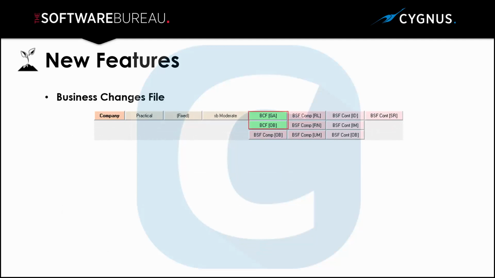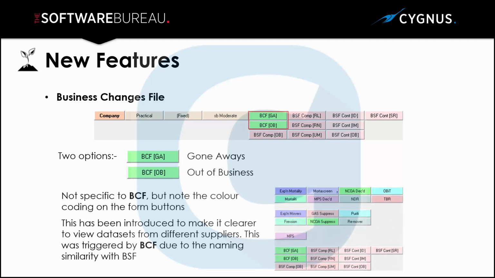Okay, as you can see, we've got the 2 buttons on the suppress form now. You have 2 options, BCF GA, which is goneaways, and BCF OB, which is out of business. Not specific to BCF, but note the colour coding on the form buttons. This has been introduced to make it clearer to view datasets from different suppliers. This was triggered by BCF due to the naming similarity with BSF. As you can see on the right hand side there, you've got all of the deceased buttons in various colours, the goneaway buttons, NPS, and then the B2B business suppression files at the bottom.